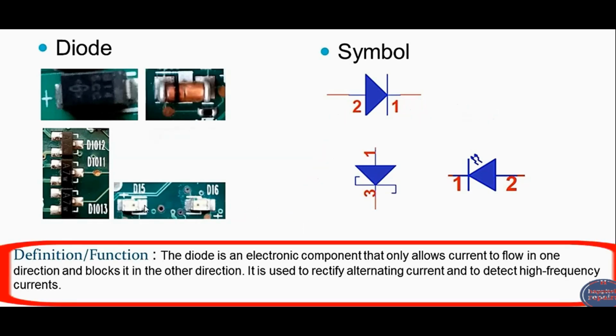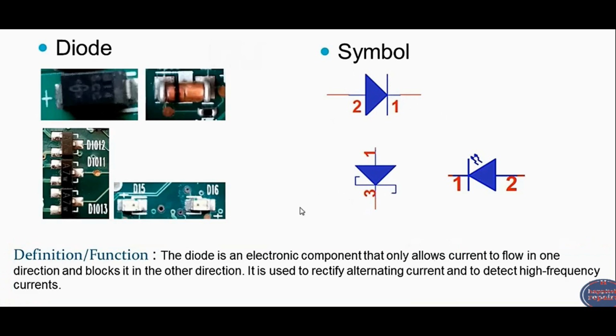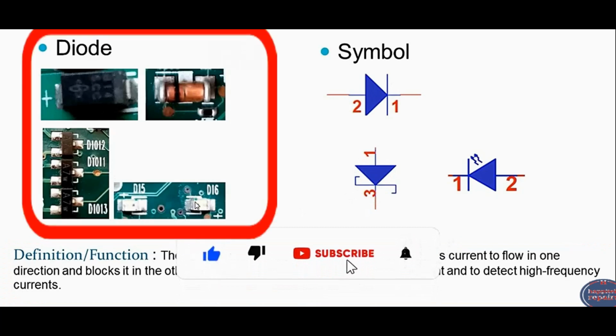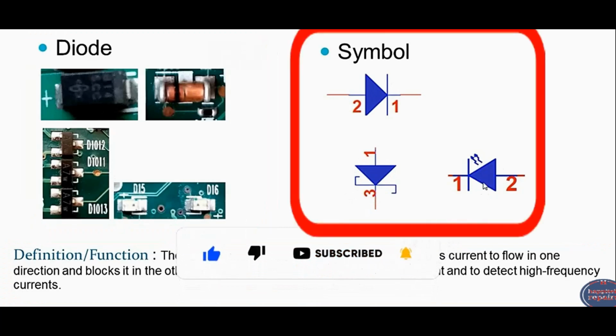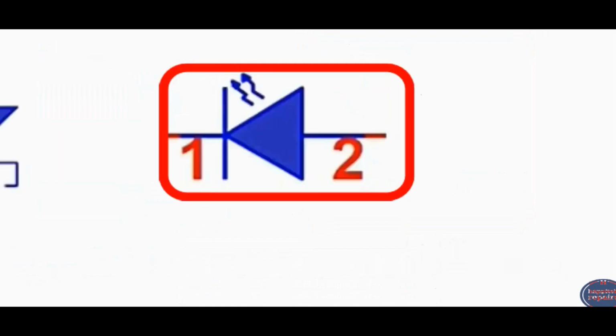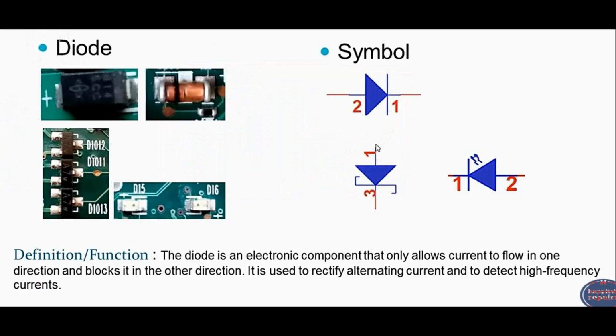As a definition, the diode is an electronic component that only allows current to flow in one direction and blocks it in the other direction. It is used to rectify alternating current and to detect high frequency currents. As you can see here, these are the diode images, and over here we have diode symbols. Basically this symbol is for the LED diode. As you can see, it has two terminals, cathode and anode. The LED diode has two arrows, and over here this is the symbol for a normal diode, and here the symbol for a Zener diode.